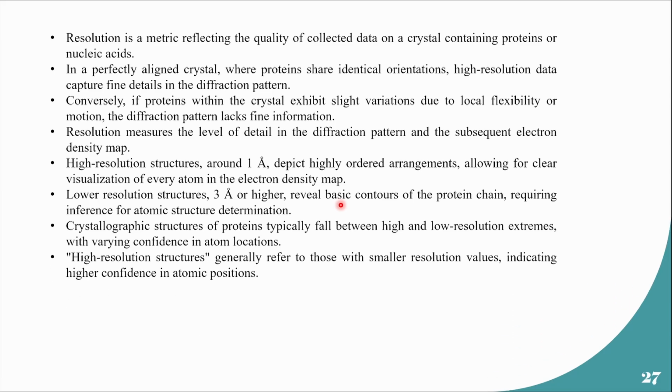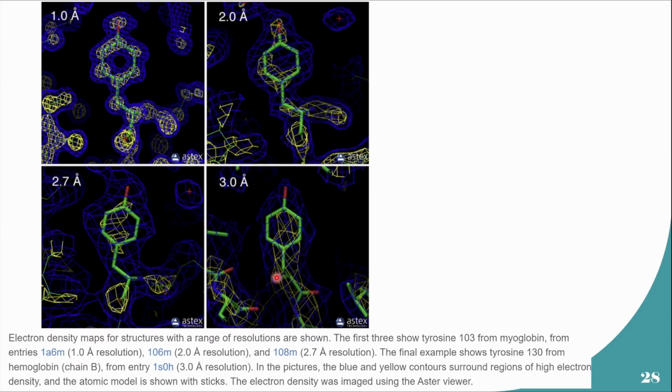A lot of high and low resolution structures, and everything in the middle, will be present in the PDB database also. And in this plot, basically, how the resolution will allow us to capture the electron density. So for example, from 1 to 3 angstrom resolution are given here. And these are electron density maps for structures within this resolution, right? So the first three are tyrosine 103 from myoglobin. The PDB IDs and codes are mentioned here. And then the final example is tyrosine 130 from hemoglobin, with this PDB ID and code.